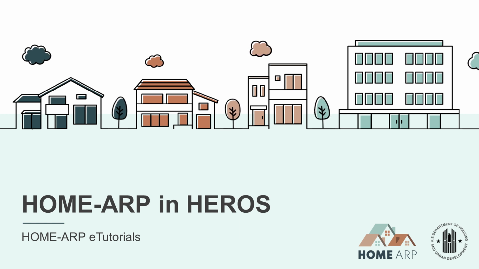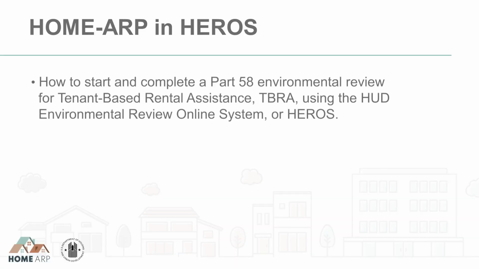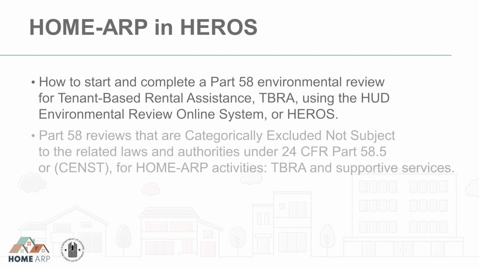This video tutorial is designed to show HOME participating jurisdictions, or PJs, how to start and complete a Part 58 environmental review for Tenant-Based Rental Assistance, or TBRA, and supportive services using the HUD Environmental Review Online System, or HEROS. This video specifically covers standard Part 58 reviews that are categorically excluded, not subject to the related laws and authorities under 24 CFR Part 58.5, or CENST, for HOME-ARP activities, TBRA, and supportive services.